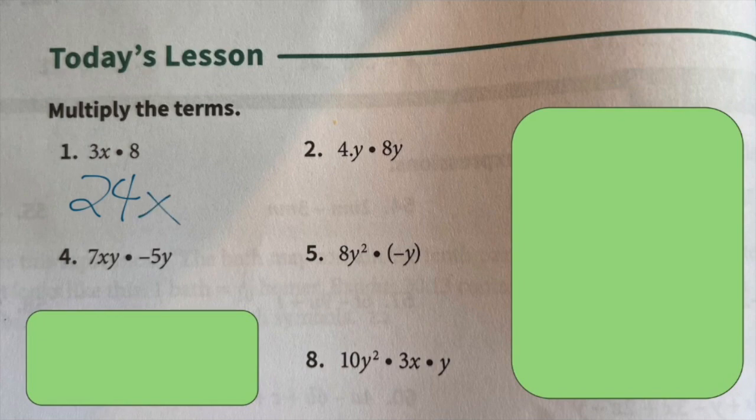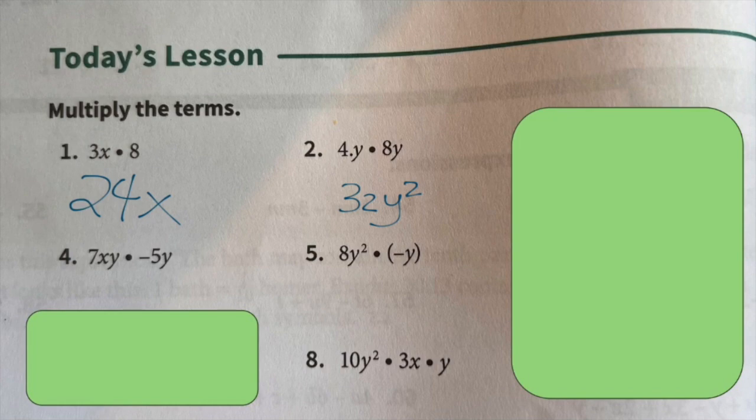Let's go to number 2. I've got 4 and 8 combined to be what? 32y squared. Y to the what? Y to the second power, y squared. That is correct. I got 32y squared. Are you guys with me? I am picking up what you're putting down.